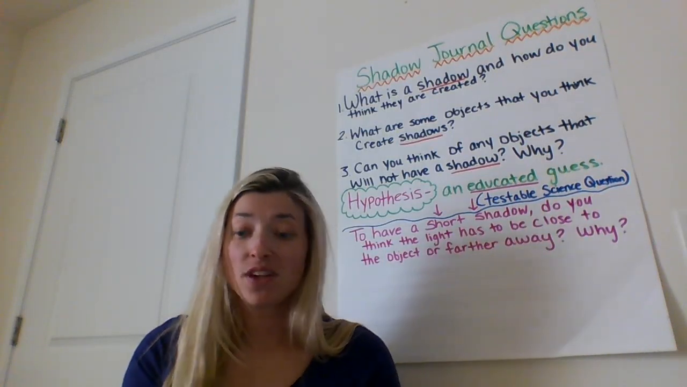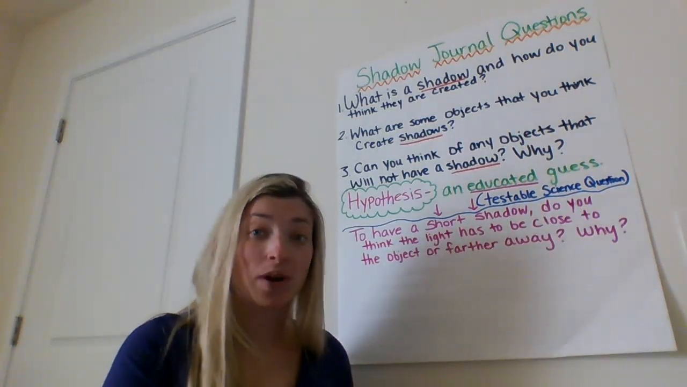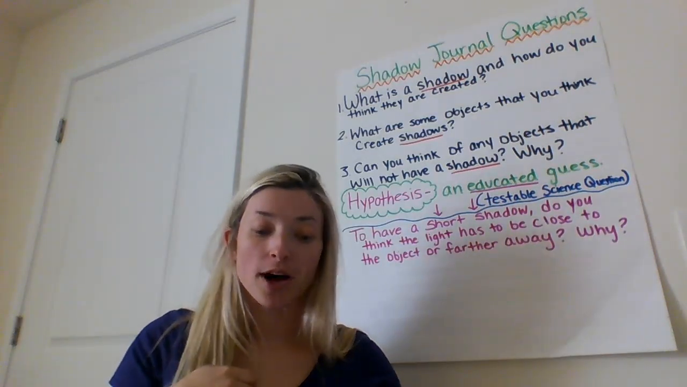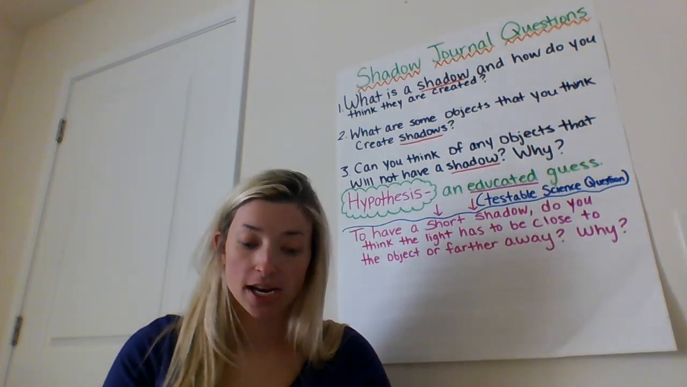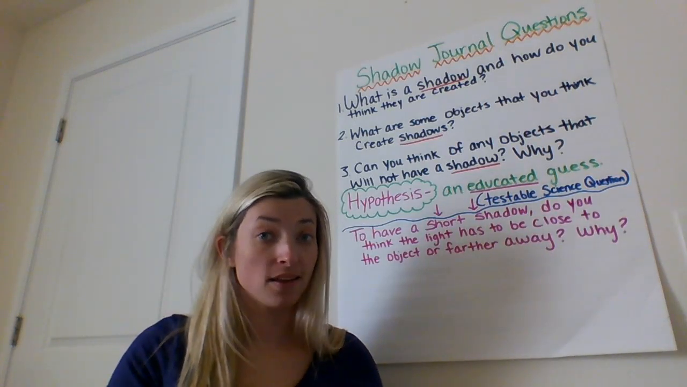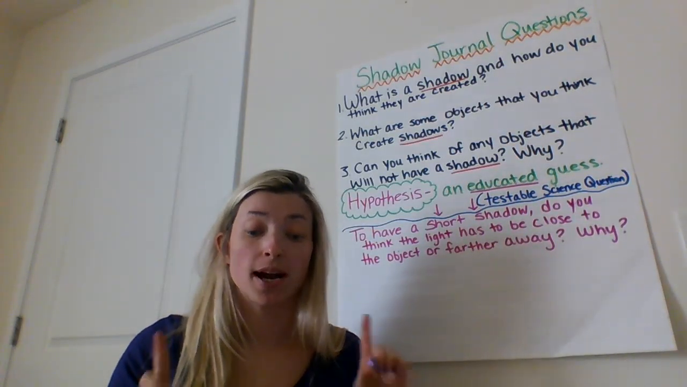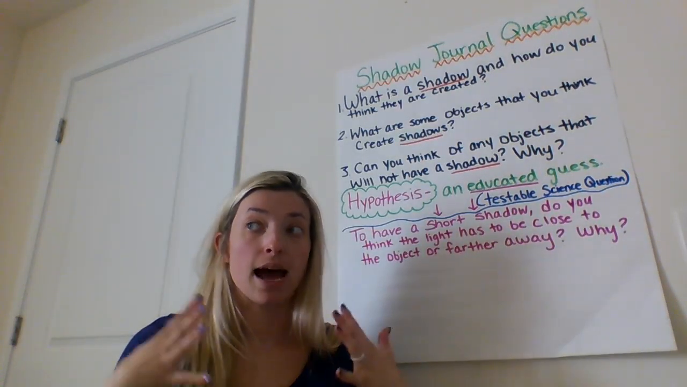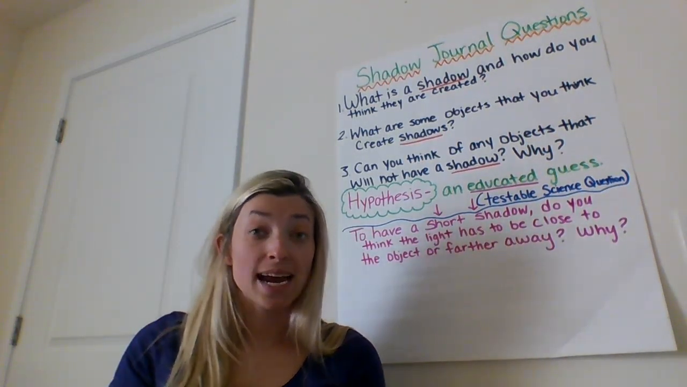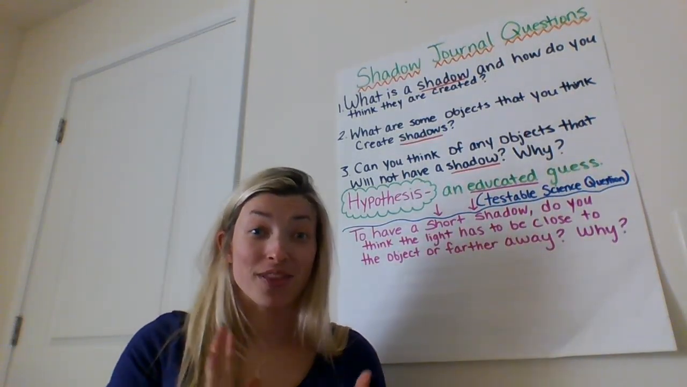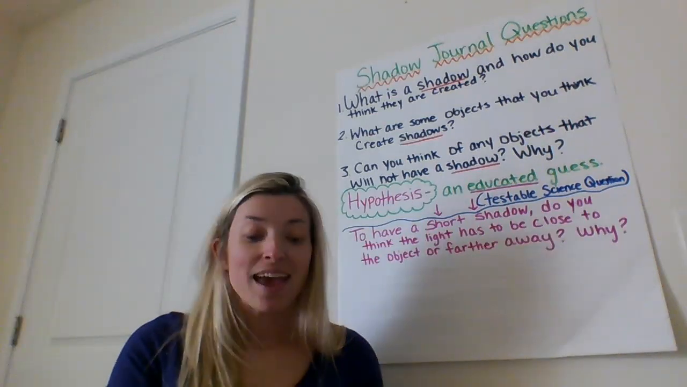So for question number 1, the question was, what is a shadow and how do you think they are created? Someone on Google Classroom said a shadow is a dark shape that is made because a person or object is blocking the light. I thought that was super smart, and I liked the word blocking, because one important thing about shadows is that the reason why the shadow is there is because the light cannot get through it. It is blocking it. So I thought that was a really great answer.